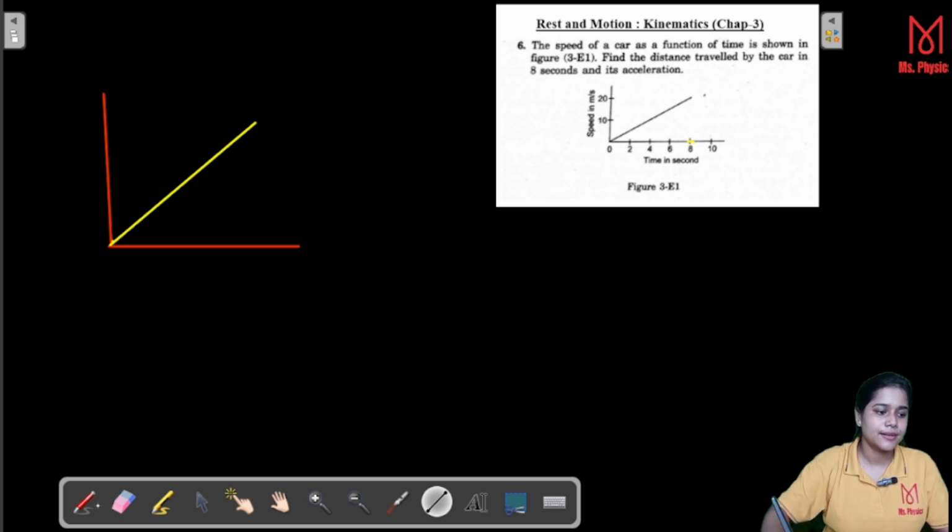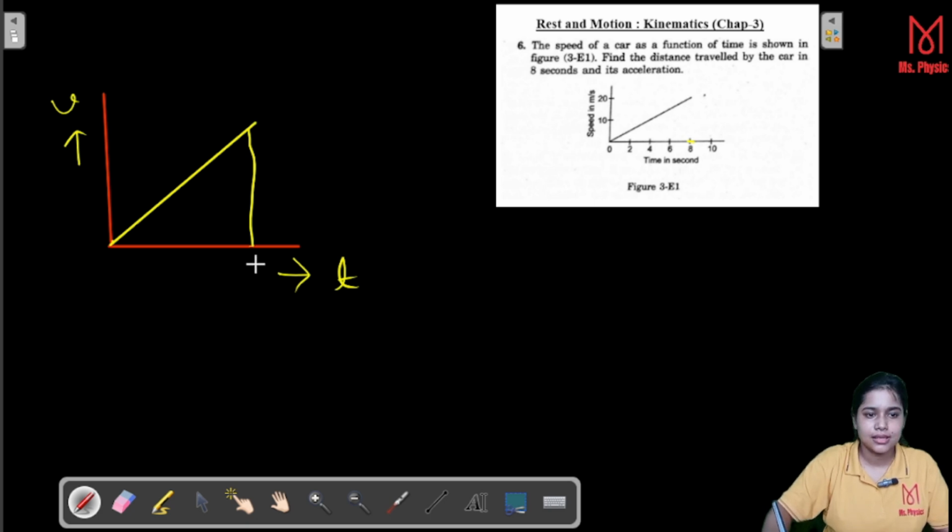So V is given. Along the y-axis V, along the x-axis you have time t. Here you have 8. And the corresponding value of V is 20. Now first you have to find out the distance S. Now a few minutes ago I told you that if V and t are given, then what would be the relation?